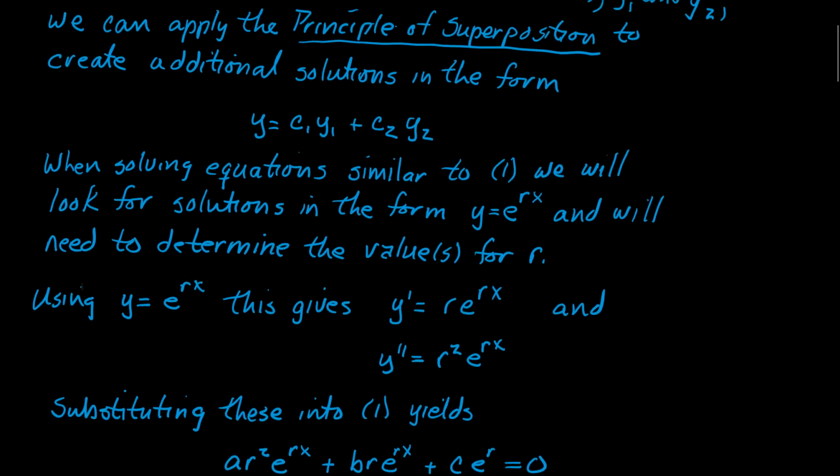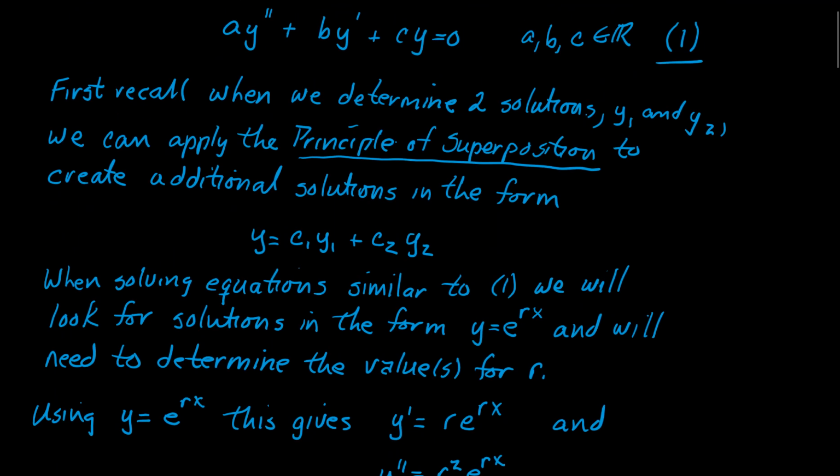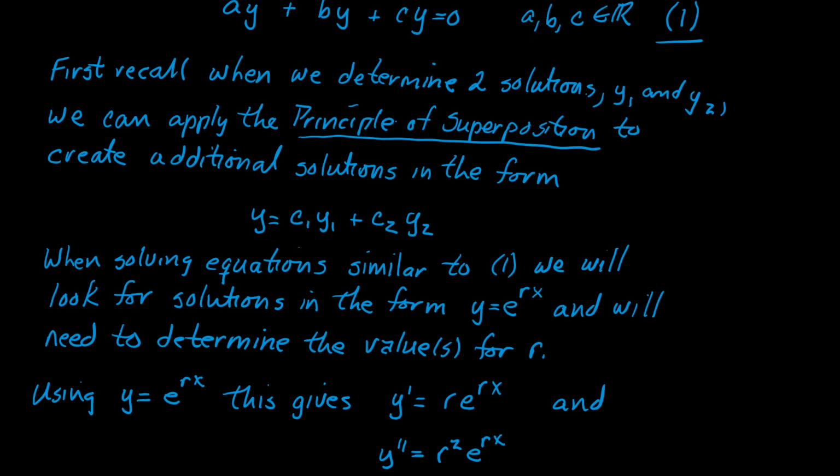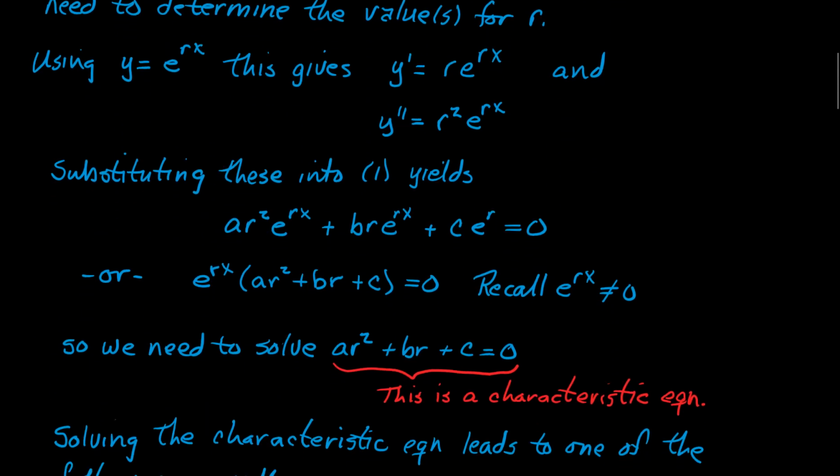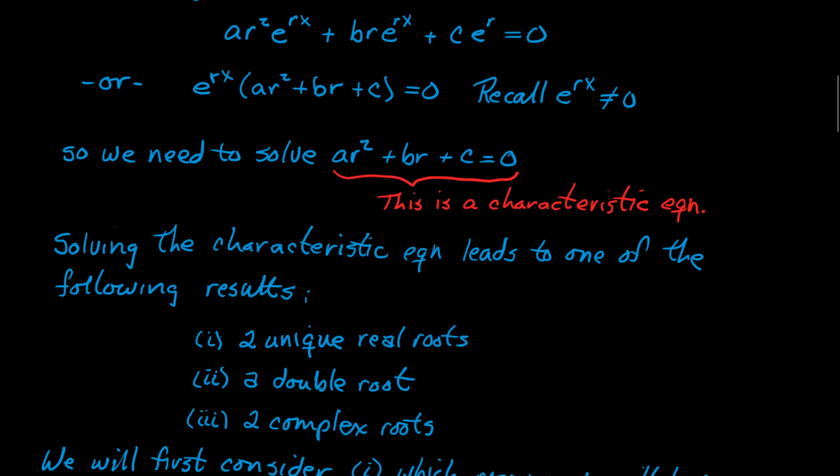what's going to wind up happening is this e to the rx is going to be substituted in for y. The y prime is r e to the rx, and that's going to wind up there. The y double prime, which is r squared e to the rx, is going to go there in the equation. And when we substitute these in, this is going to give us the equation that we see at the top of the screen now.